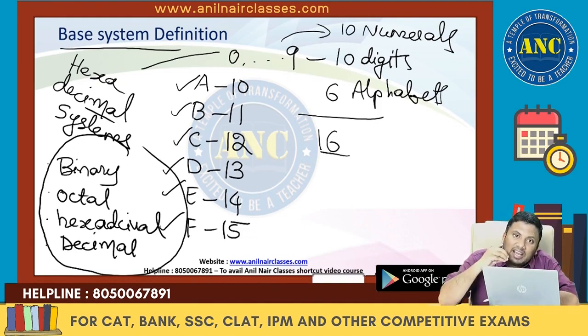Hexadecimal. Hexa is 6, decimal is 10. 10 plus 6: 6 alphabets and 10 numerical values, total 16 we will use. Hence the name hexadecimal. Decimal, there are 10 digits, from 0 to 9.